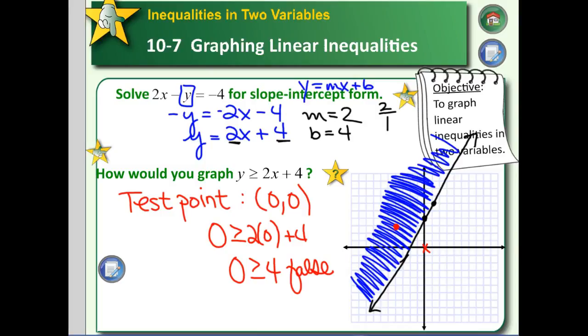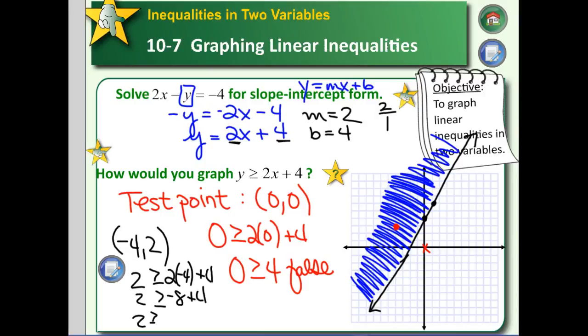Let's pick -4, 2. If I picked -4, 2, and I plug those into my original equation, we've got 2 is greater than or equal to 2 times -4. And this is going to give me -8 plus 4. So we've got 2 is greater than or equal to -4, and that's a true statement. So that test point helps me decide which side of the line is the solution set, and we just shade it in. So when we're graphing linear inequalities, we always shade one side or the other of the line for me to get my answer.